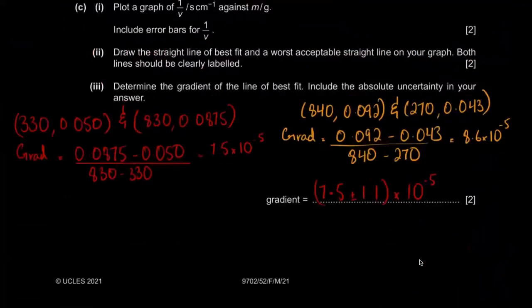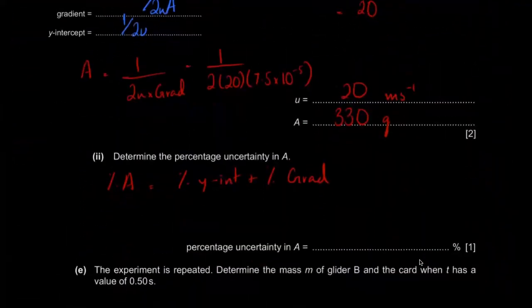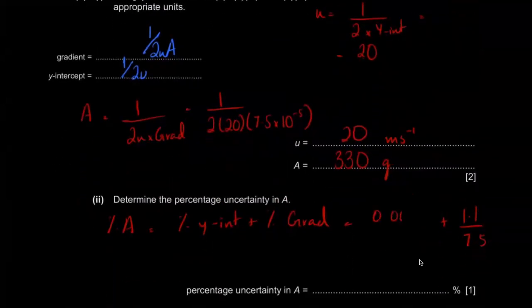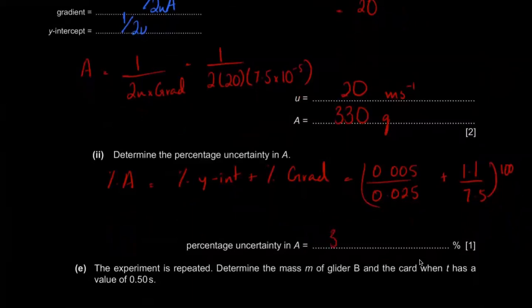This was 1.1 upon 7.5 for the gradient. This is 0.005 on 0.025. And then you multiply this entire thing by 100. So 0.005 divided by 0.025 plus 1.1 upon 7.5, times 100. This turns out to be 34.67, so 34.7%, or you can just write 35 as well, because everything is 2SF.